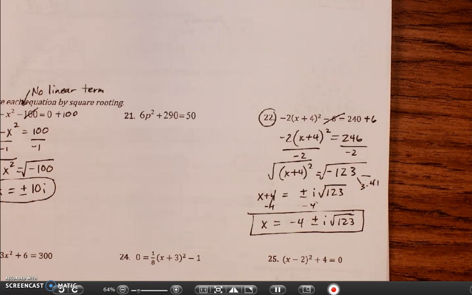So, work on some of these problems. We'll definitely work on them in class tomorrow as well.